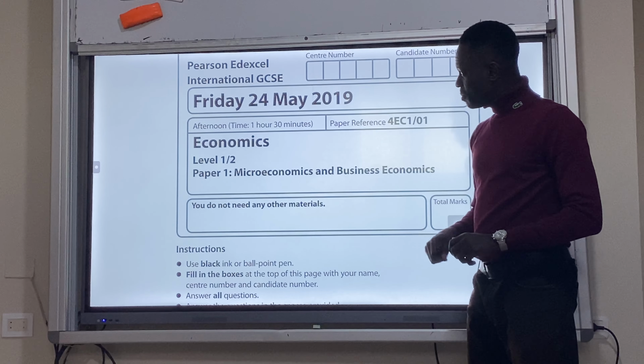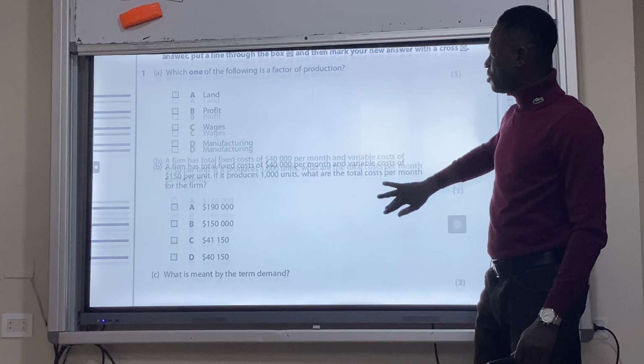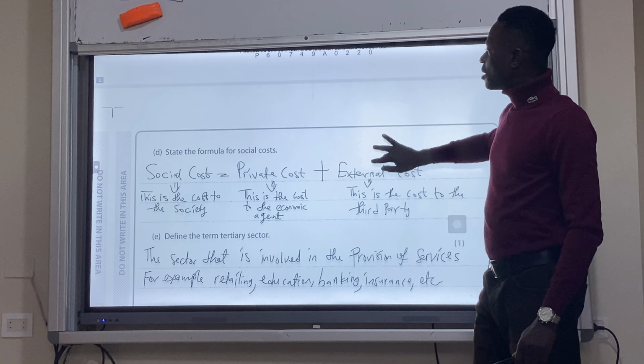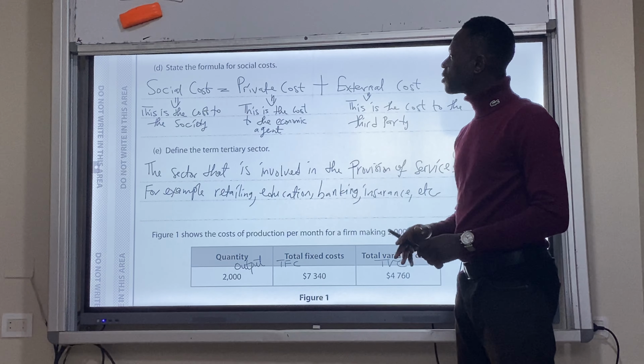Continue with Economics Paper 1, May/June 2019. We're going to question 1D. The question says, state the formula for social cost.